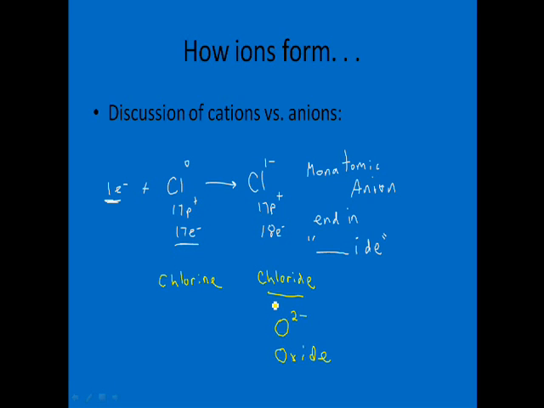Okay. If it's a monatomic cation, like we showed before with the sodium, the positively charged ones, we don't change their names. For example, sodium plus is just the sodium ion. Aluminum 3 plus, and this plus up here means 1 plus. Aluminum is just the aluminum ion.